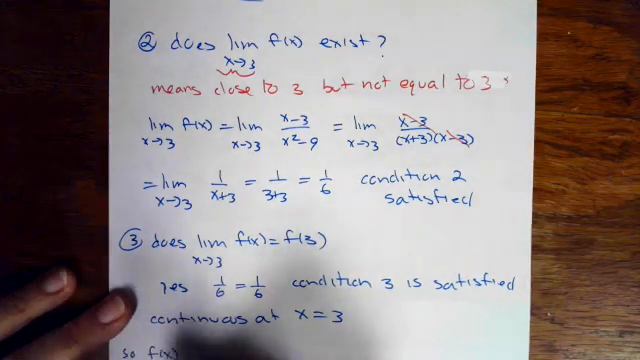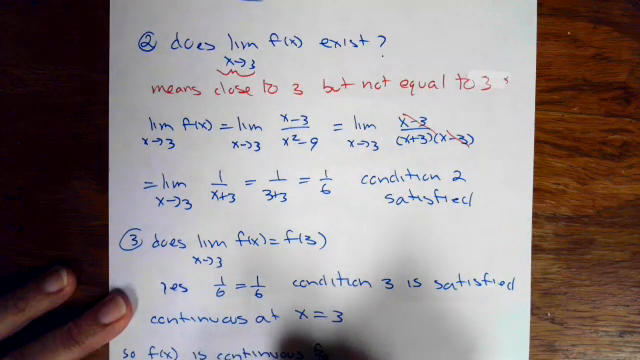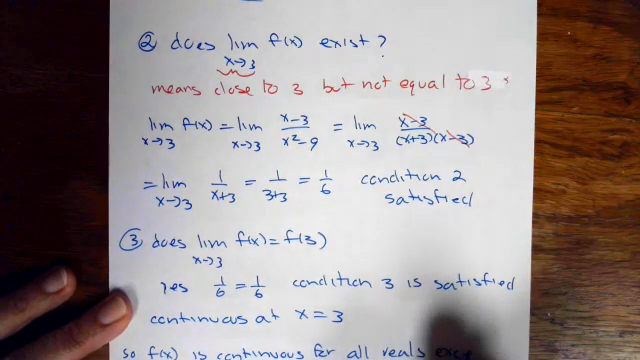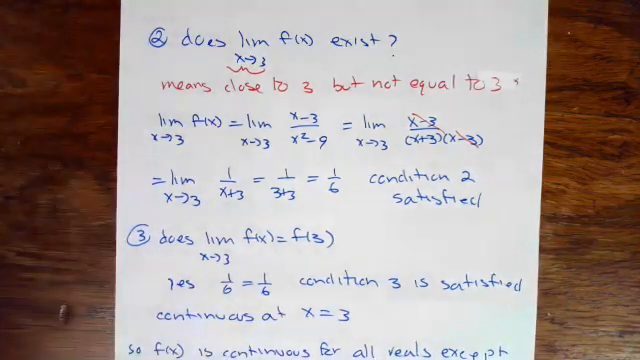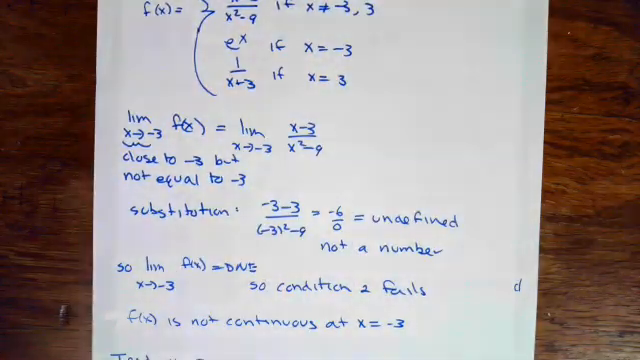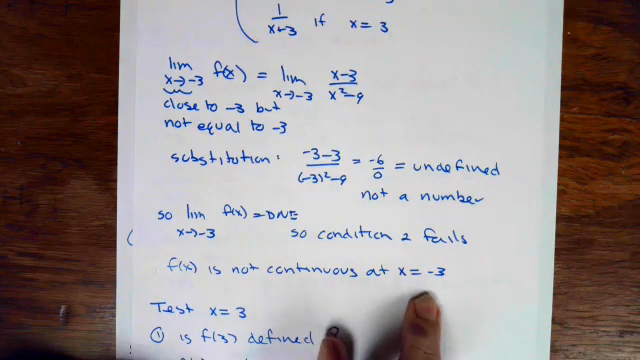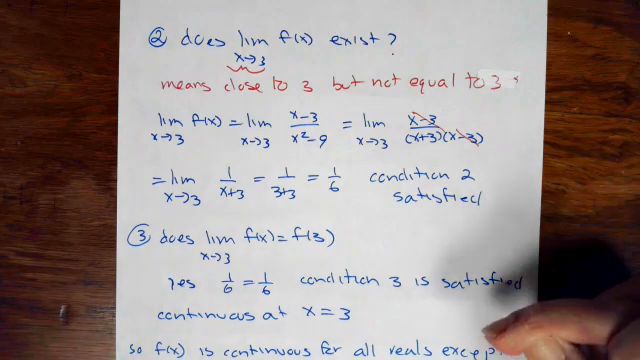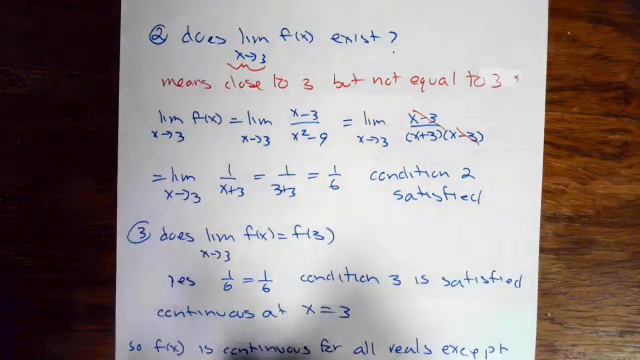So then the total answer: f of x is continuous for all reals except x equal -3. The first number that we checked, that we ran through the conditions on, -3, we decided it was not continuous at -3. Then we ran through the conditions at 3, decided it was continuous at 3, so it's going to be all reals except -3.